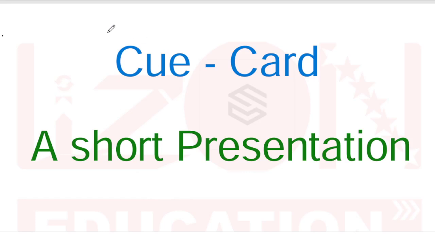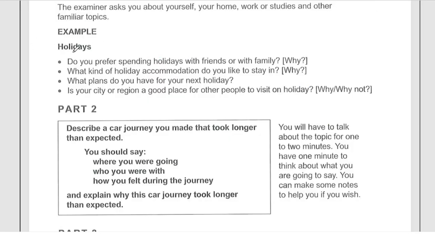The second part of IELTS speaking is the cue card. It means you need to give a short presentation on a given topic. In the first part, you need to talk about yourself, and then in the second part, you need to give a short presentation of around 2 minutes.